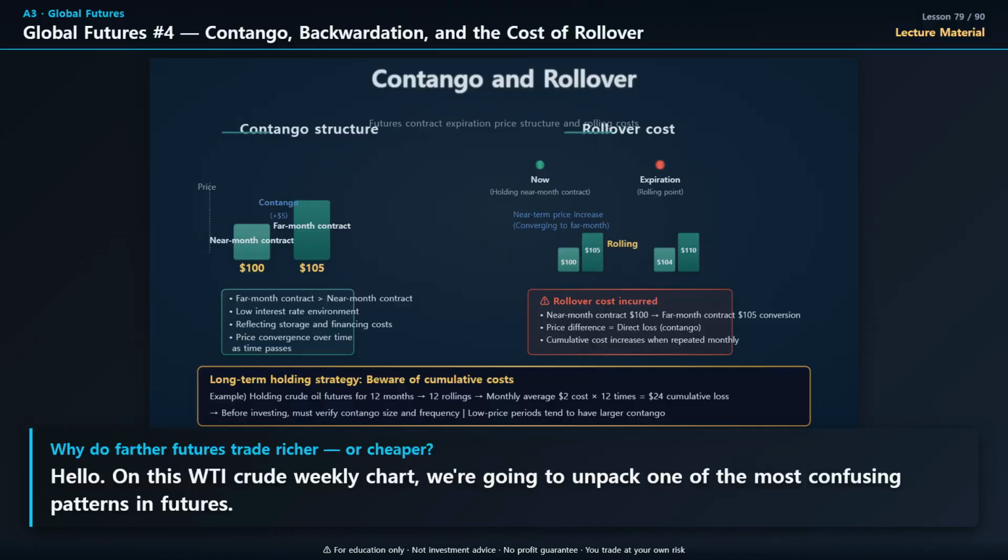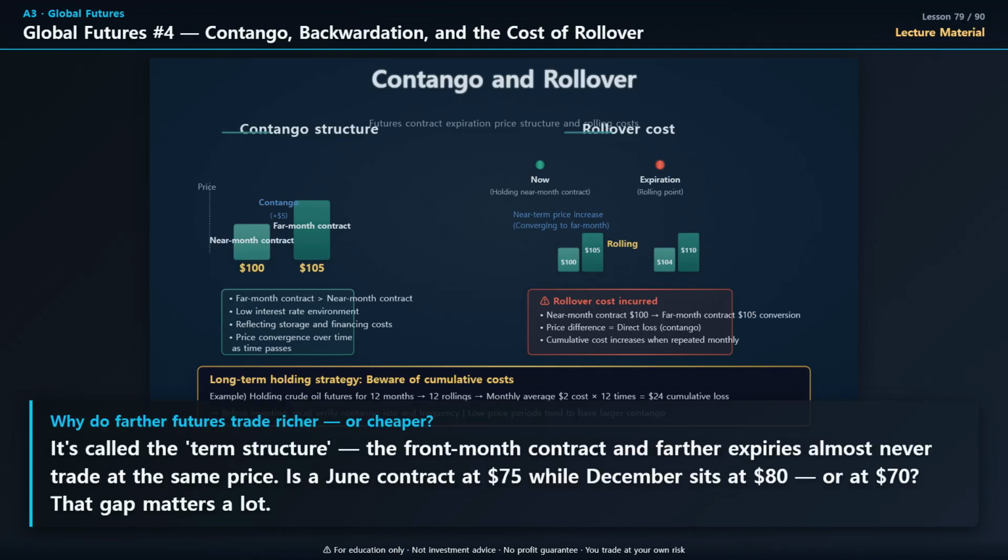Hello. On this WTI crude weekly chart, we're going to unpack one of the most confusing patterns in futures. It's called the term structure. The front-month contract and farther expiries almost never trade at the same price. Is a June contract at $75, while December sits at $80, or at $70? That gap matters a lot.